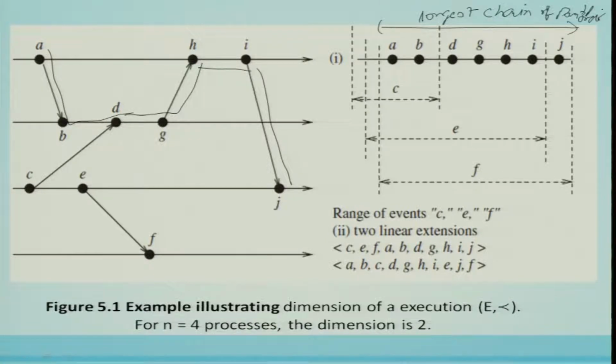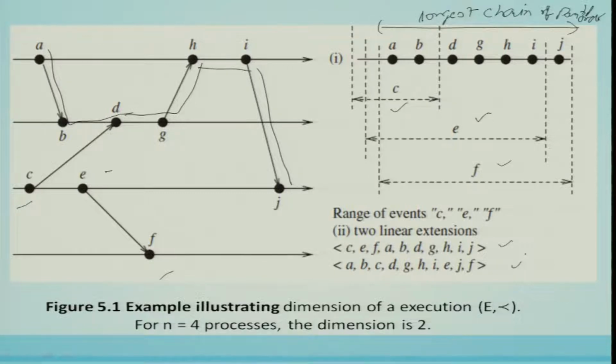Now, out of this particular longest chain, the events outside this chain are C, E and F. So C, E and F are outside the chain. Now we are going to form the linear extensions. Two linear extensions are possible here in this case. So obviously the dimension of the partial order is not going to be 1 but more than 1.